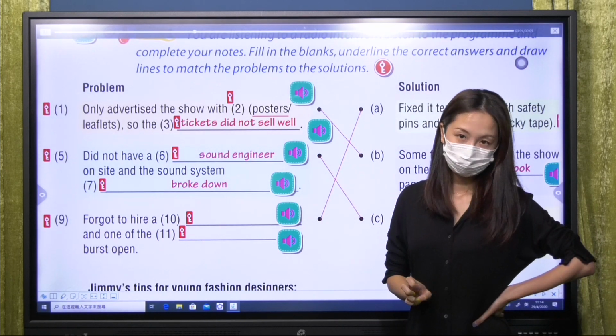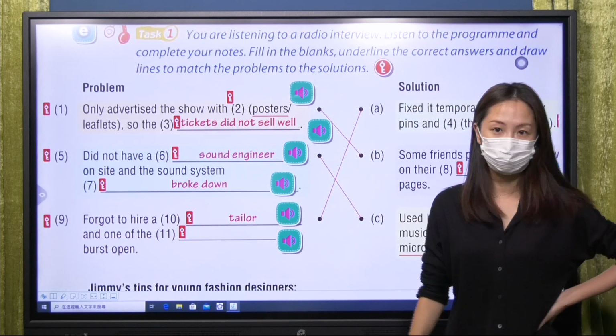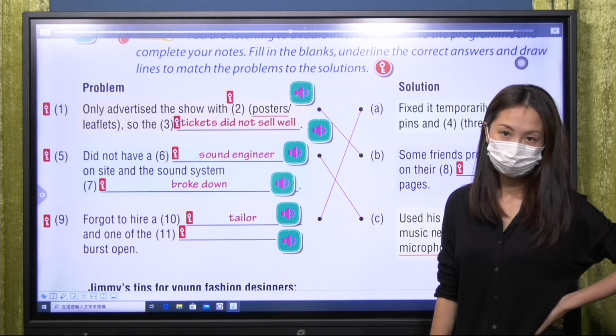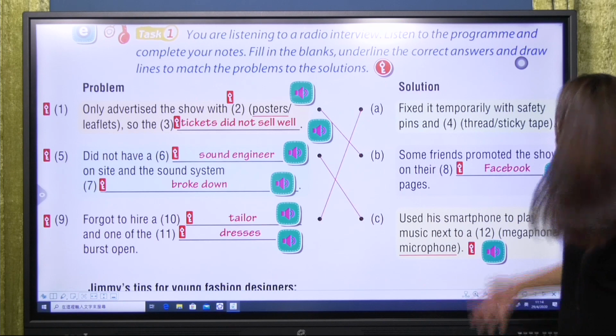Okay, forget to hire a... It might be a good idea to have a tailor on site too. Tailor. Unluckily, one of the dresses burst open. Dresses.